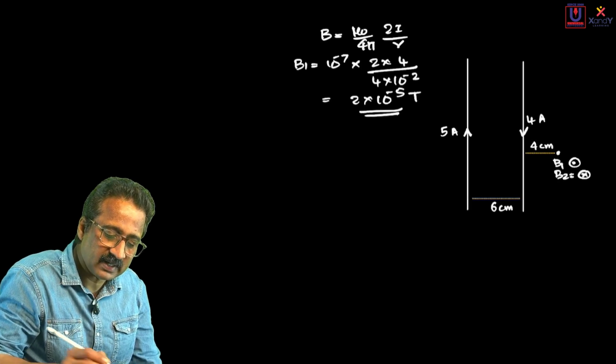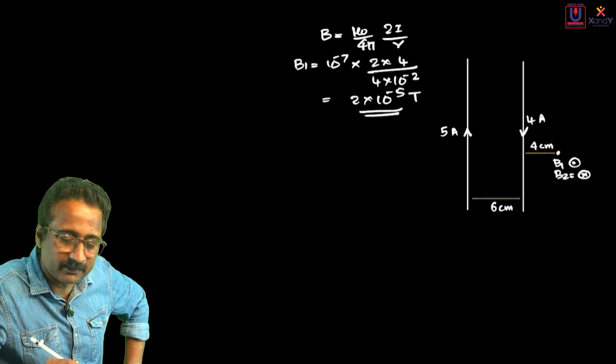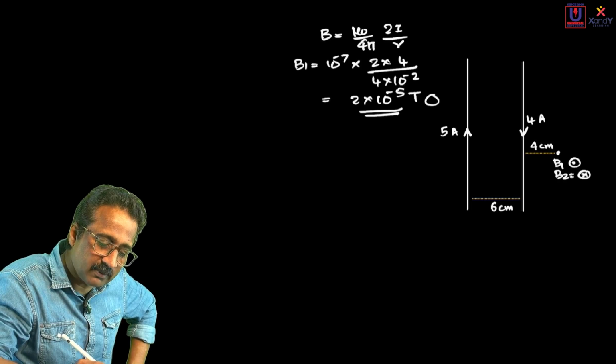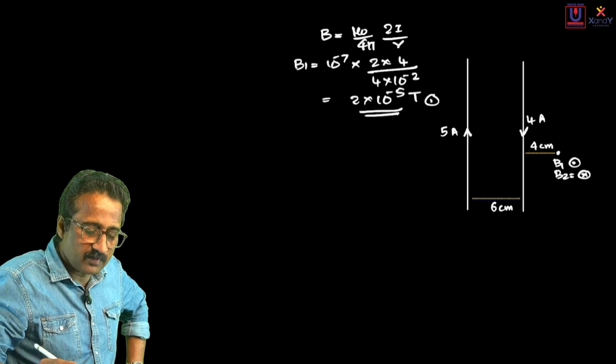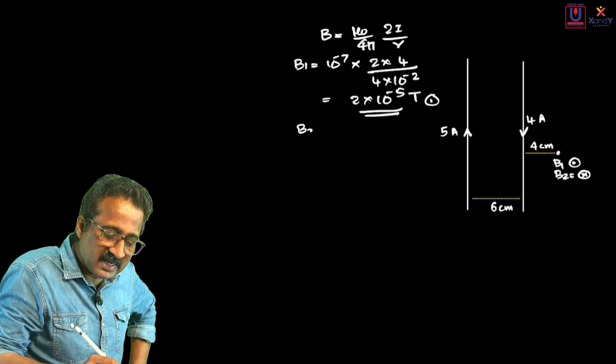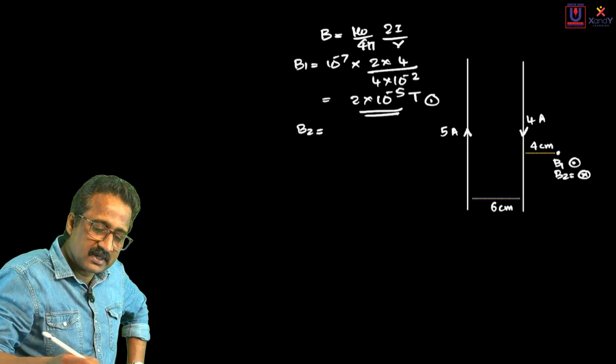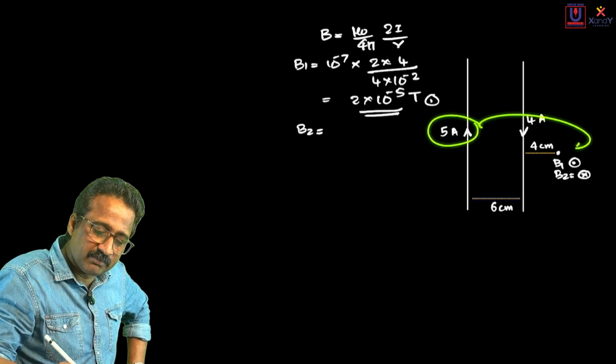That's the magnetic field at the place due to 4 ampere. And remember, that's a magnetic field pointed outwards, outward to the screen. Now we come to B2, the magnetic field produced by the next conductor. Remember, 5 ampere produces a magnetic field B2 here.